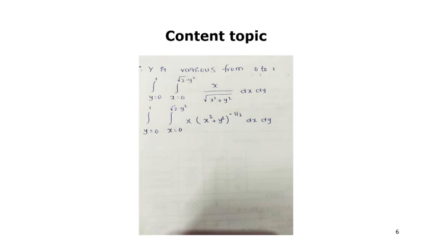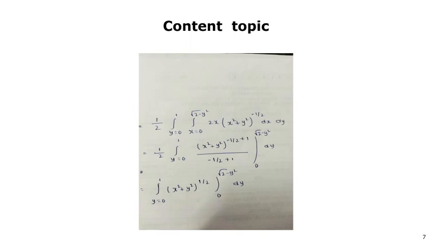Y varies from 0 to 1. Integral y equals 0 to 1, integral x equals 0 to root of 2 minus y square, of x by root of x square plus y square, dx. That is y from 0 to 1, x from 0 to root of 2 minus y square, of x times x square plus y square whole power minus 1 by 2, dx dy. That equals 1 by 2 integral y from 0 to 1, x from 0 to root of 2 minus y square, of 2x times x square plus y square whole power minus 1 by 2, dx dy.